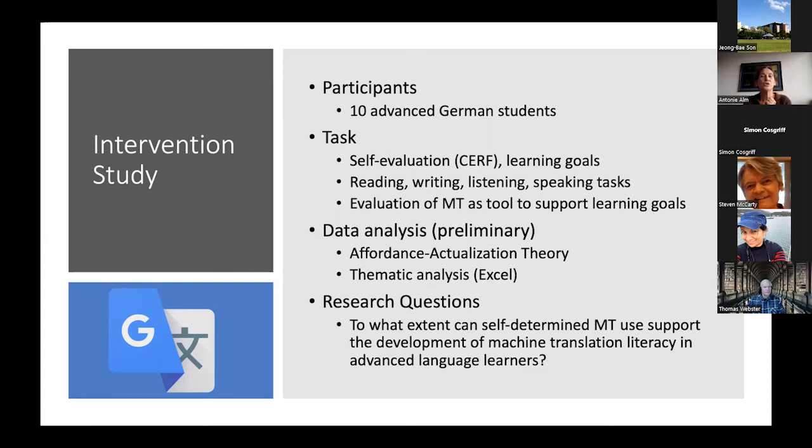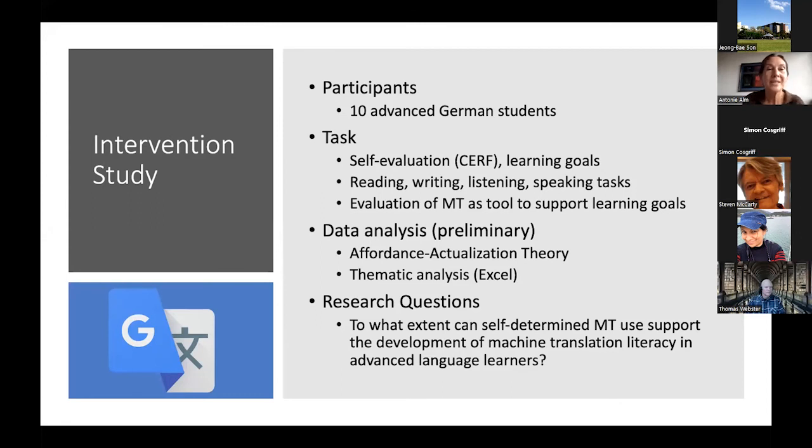Those students had to do a self-evaluation in which they looked at their level and also at their learning goals for different skills. Then they engaged in different tasks for which they could use machine translation. And then they had to evaluate the tool to support their goals. I've been analyzing this through affordance actualization theory, and have so far done a thematic analysis of their data. The question I had is, to what extent can self-determined machine translation use support the development of machine translation literacy in advanced language learners?